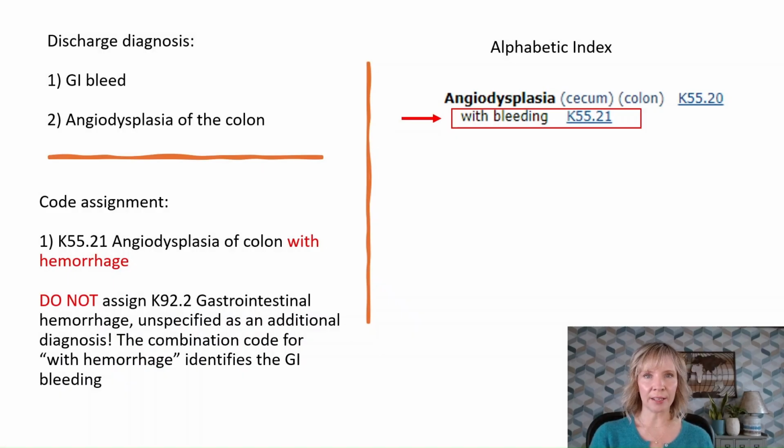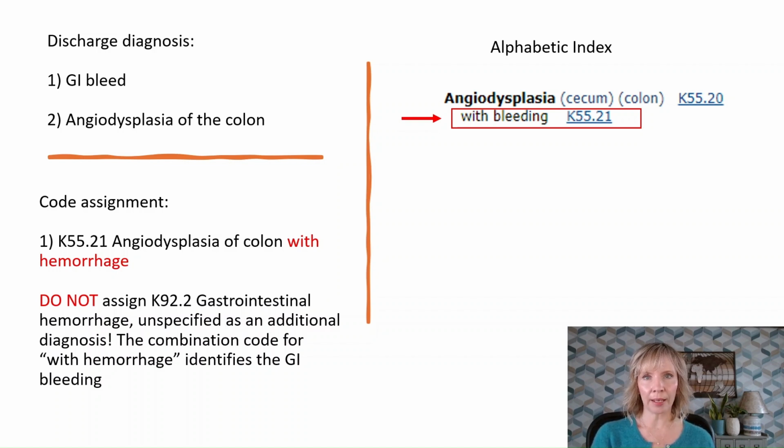Let's take a look at some examples. Although the provider has documented GI bleed and angiodysplasia as the discharge diagnosis, the documentation does not specifically state that the GI bleed was due to or caused by the angiodysplasia. But checking in the alphabetic index under the main term angiodysplasia, we see that it is followed immediately by the subterm with bleeding.